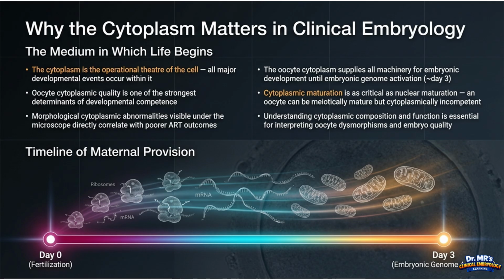The cytoplasm also functions as the sole provider of machinery for early embryo development until embryonic genome activation, which occurs around day 3 in the human embryo. Until that point, every protein, every enzyme, every structural component the embryo uses is manufactured from maternally loaded messenger ribonucleic acid already present in the cytoplasm at the time of fertilization. The embryo is, in a very real sense, living off its mother's cytoplasmic inheritance.